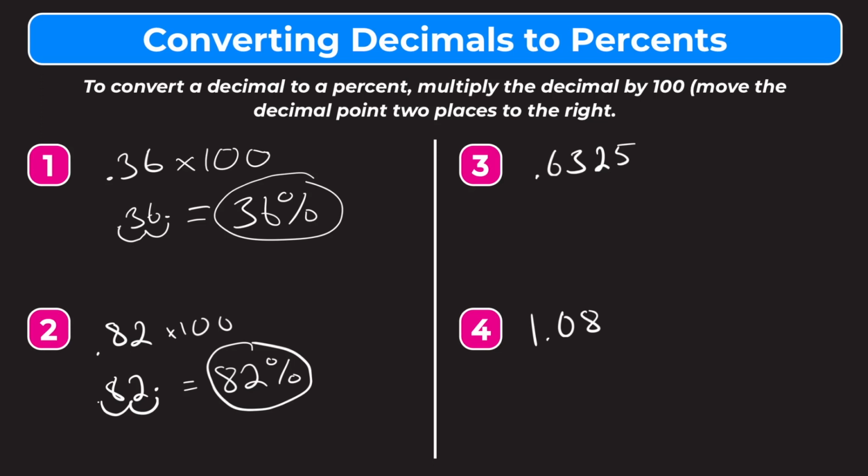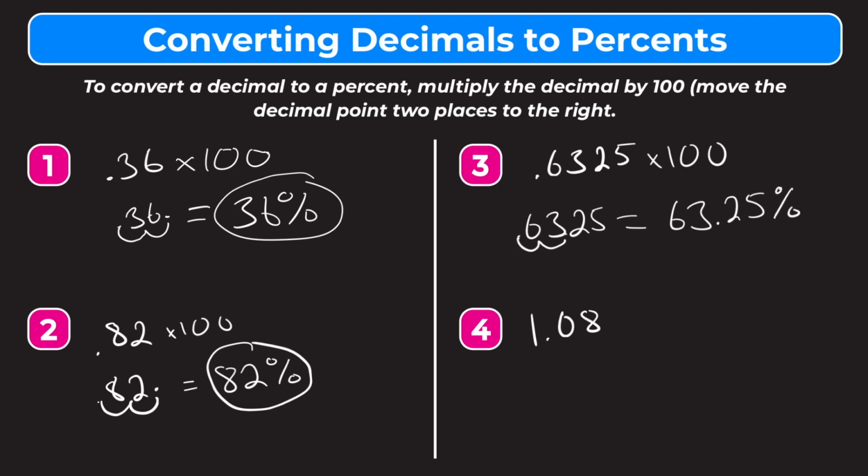So for number 3, we have 6,325 thousandths. If we multiply this by 100, we're going to move the decimal point over 2 places to the right. So 6, 3, 2, 5, 1, 2. Put that there. That equals 63, and we still have our decimal point and 25 hundredths percent.